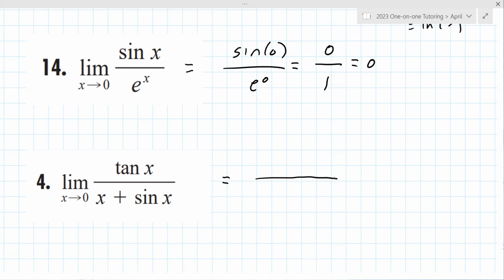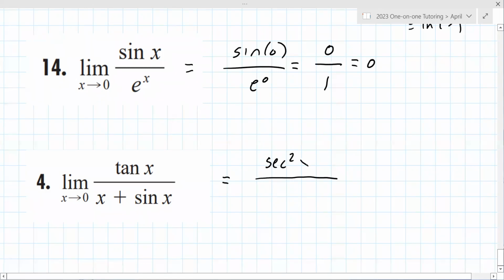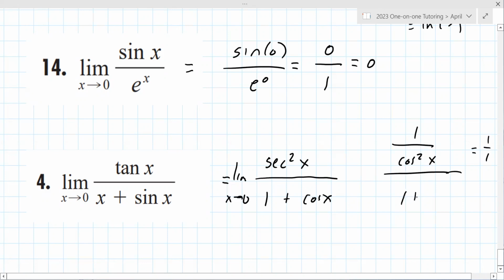So wouldn't it just be secant squared x? The numerator is secant squared of x. Secant of 0 is 1 over cosine, squared. So it is just 1. And then it's 1 plus 1, which is 2. So it ends up being 1/2.